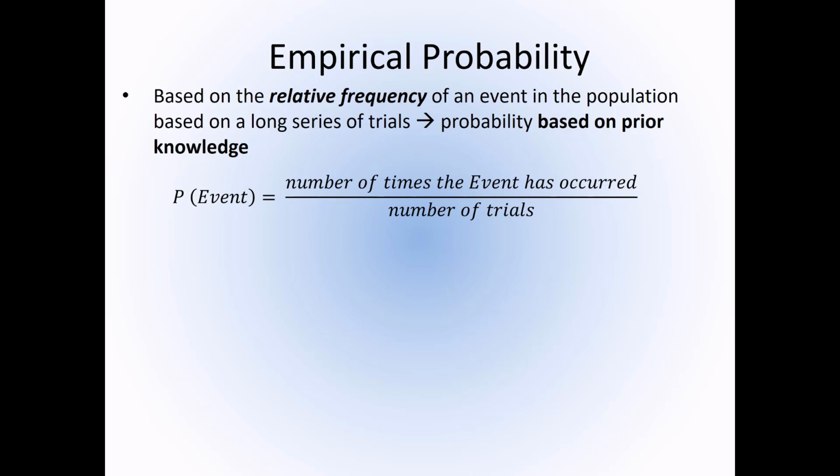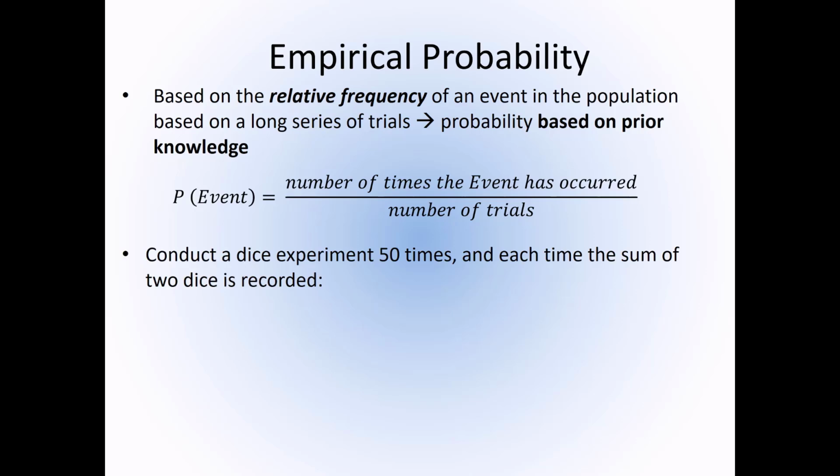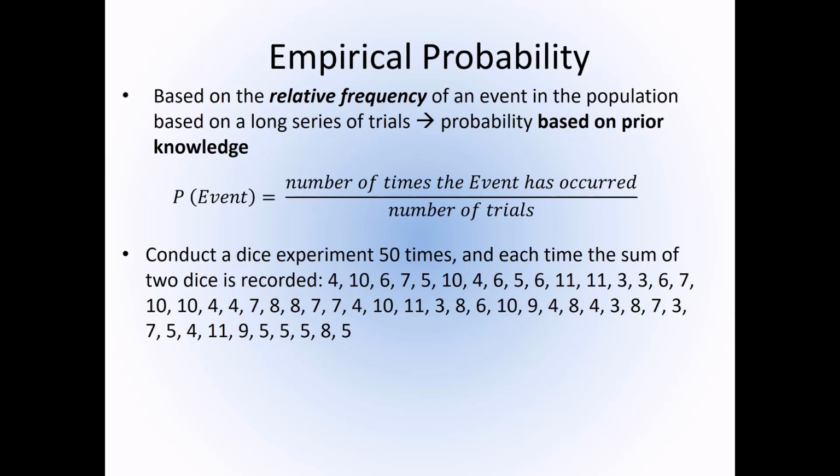And this is oftentimes based on our own experience or that of other scientists or other studies. So let's think about empirical probability and classic probability using dice. So let's say that we have two dice and we roll them 50 times, and we're recording the summation of those two dice every single time that we roll them, and we get the following data.